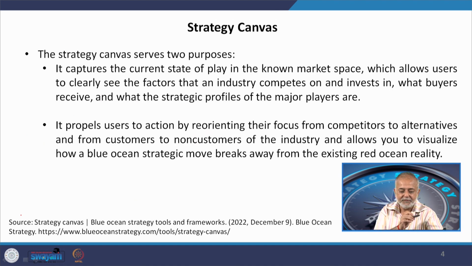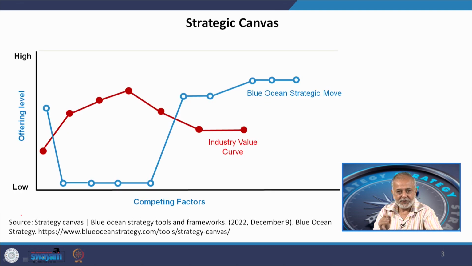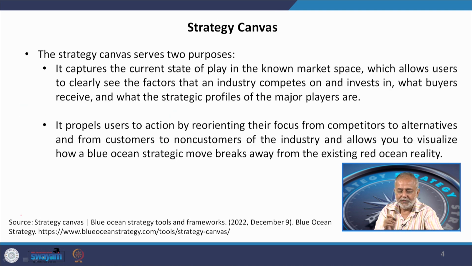So the strategy canvas serves two purposes, and we have briefly talked about that as well. It captures the current state of play in the known market space. I mentioned that briefly last time, which allows users to clearly see the factors that an industry competes on and invests in. Here it is, look at this once more. Imagine any industry you want, as I said, the cement industry, the automotive industry. So it looks into the factors that an industry competes on and invests in.